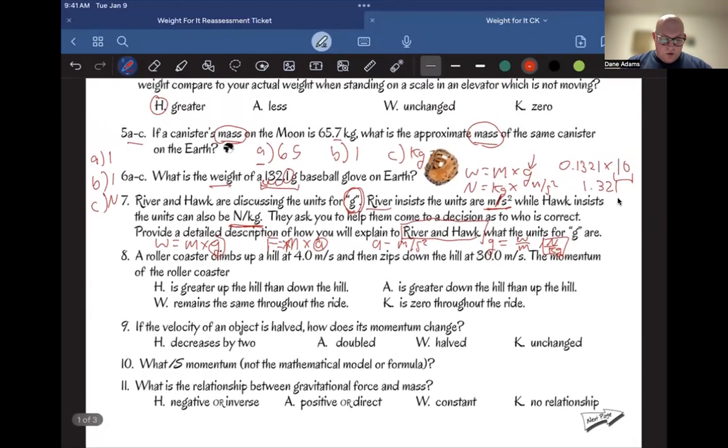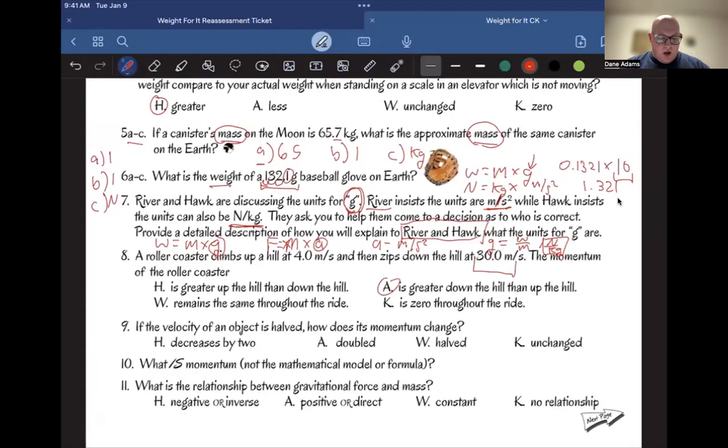Number 8 reads, a roller coaster climbs up a hill at 4.0 meters per second and then zips down the hill at 30 meters per second. The momentum of the roller coaster, where is it greatest, or is it the same throughout? We know that momentum is dependent on two things, mass and velocity. I assume the mass of the roller coaster isn't changing, but clearly the velocity is. And so I would want to know, where is the velocity greatest? Clearly that's going downhill at 30 meters per second. So I'm going to select A, greater down the hill than up the hill.